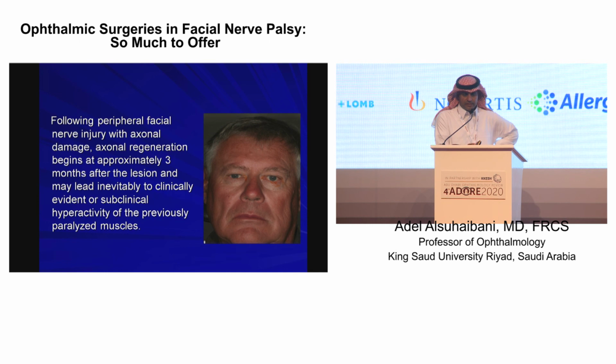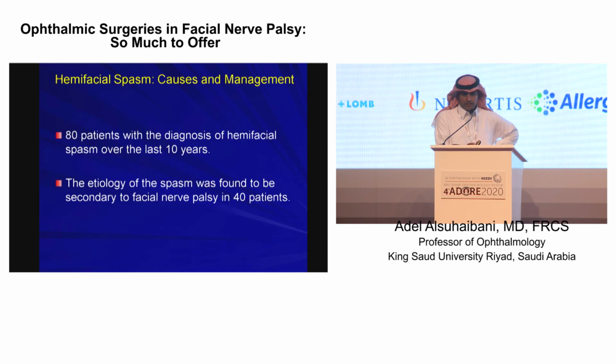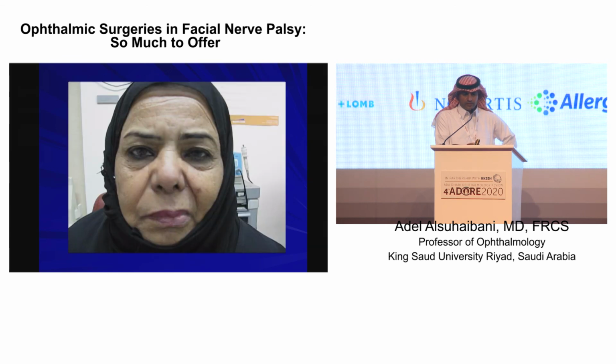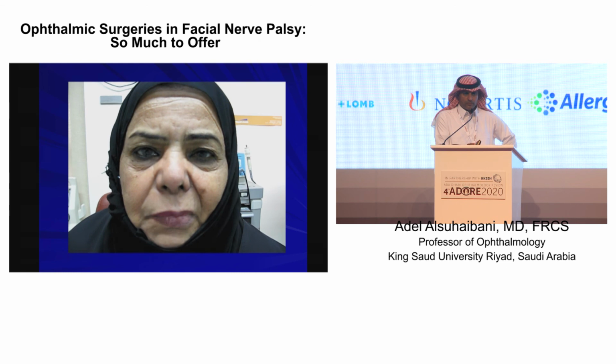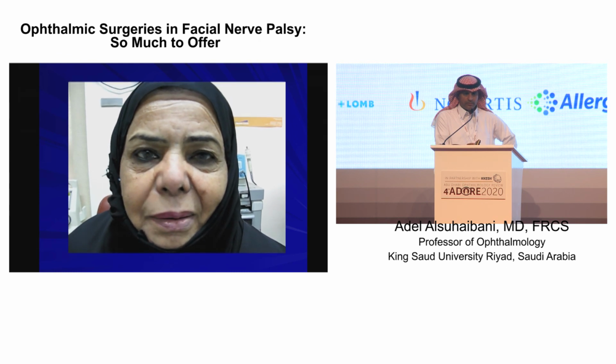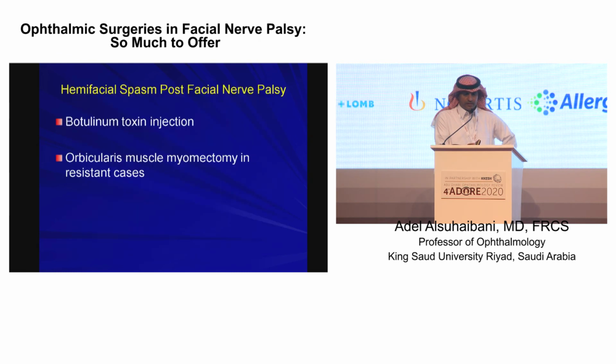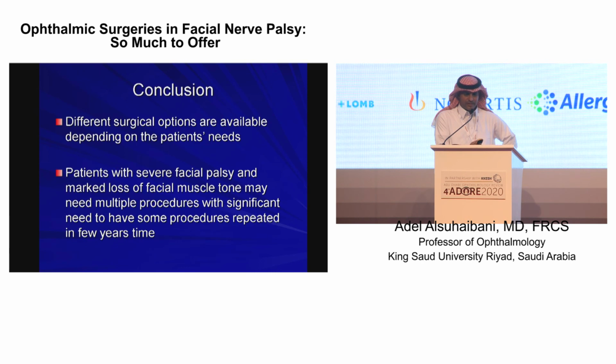Interesting that we frequently see patients come to our clinic with hemifacial spasm following facial palsy. Actually, 50% of our patients are secondary to facial palsy. In these patients, botulinum toxin will help. And also, if it's not improving, you can do orbicularis myectomy to help these patients. And by this, I conclude, and thank you so much.